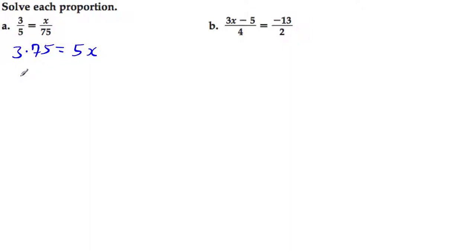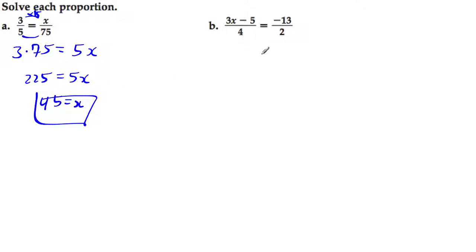And so 3 times 75 is going to be 225, and that equals 5x. So if we divide that 225 by 5, we get that x is equal to 45. Also notice that 75 and 15, we multiply this by 15, we multiply this by 15. So then 3 times 15 is 45.